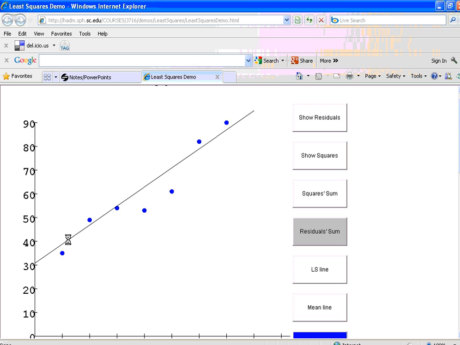Would this line be the line of best fit? Well, there is one answer, and we are going to use the least squares regression model. Least squares. What that means is we are going to first show a residual.